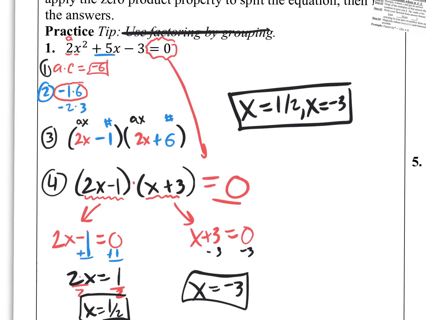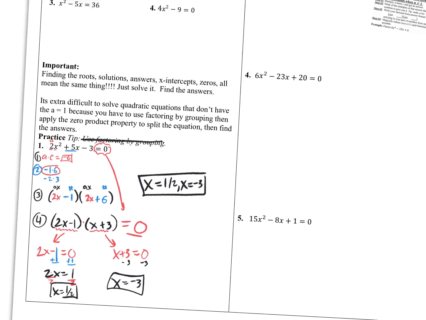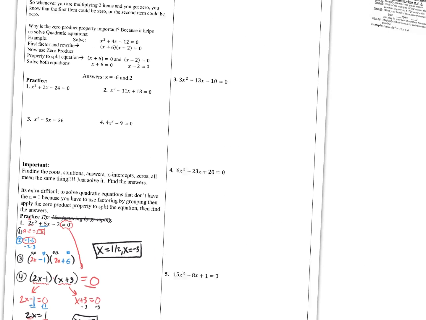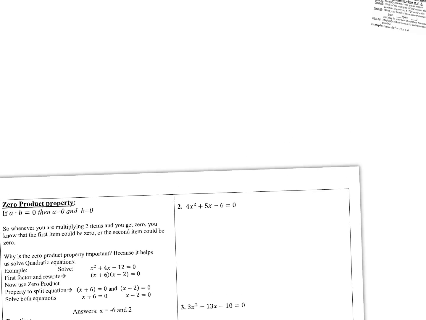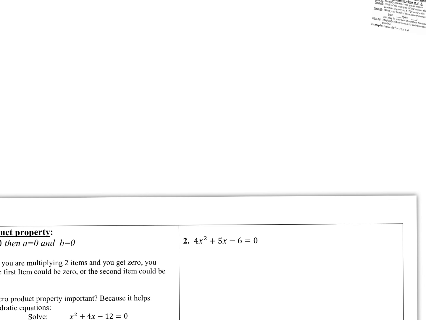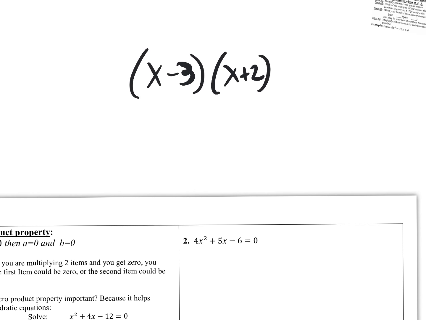Anyway, we are factoring to get multiplication to then use the zero product property. By the way, there are going to be some ridiculously easy questions on the quiz, as easy as this. (x - 3)(x + 2) = 0, and I'm going to ask you to solve it. What are the answers there? x equals positive 3, and x equals negative 2, right?